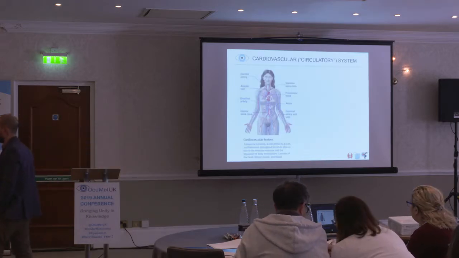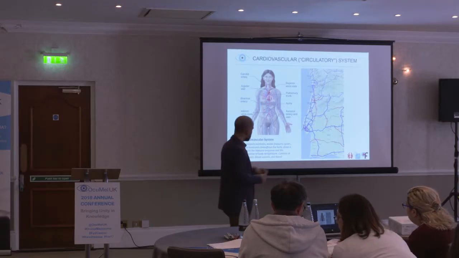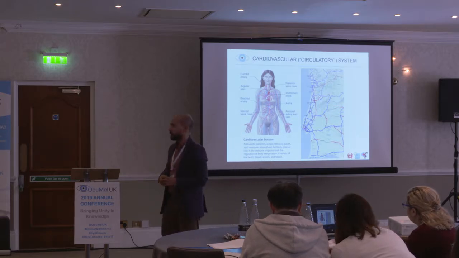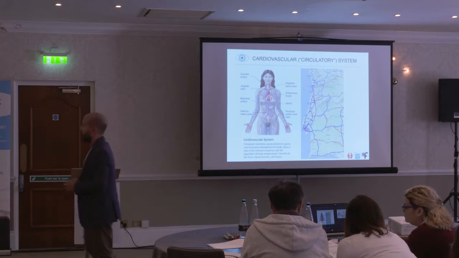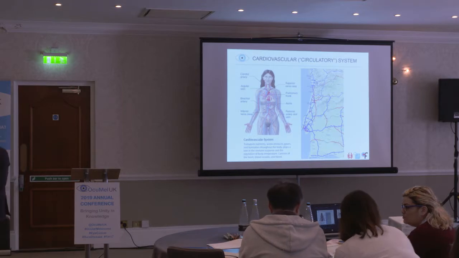So the cardiovascular system actually works like a roadmap. This is our beautiful country, Portugal, and you have the highways where the cars, in this case the blood elements, go faster. You have the big arteries and the big veins, and then the smaller arteries and smaller veins where the speed is slower. The circulatory system is composed mainly of the heart, the blood vessels, and their elements.